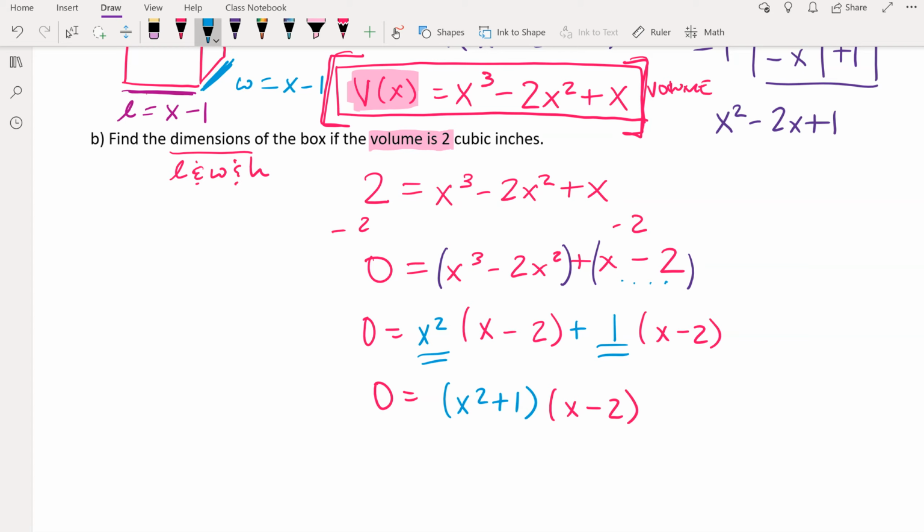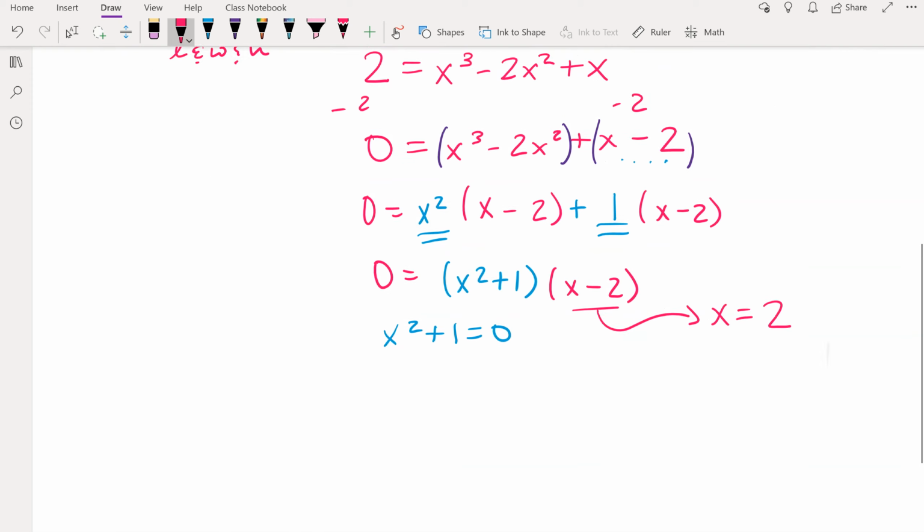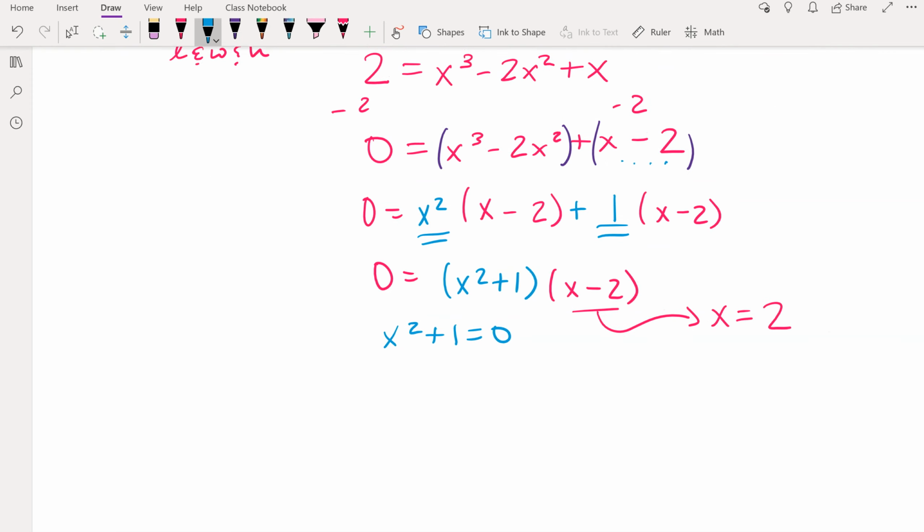We set the factors equal to 0. So we're going to say, okay, x squared plus 1 equals 0. You could set this other factor equal to 0, but most of y'all know how to find what x equals for that factor. What does x equal for this factor? Switch the sign. X equals 2. But we still need to find the solutions for this factor. So let's go ahead and solve.